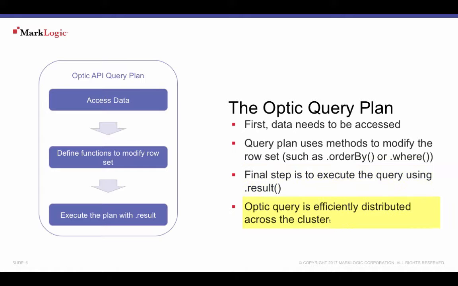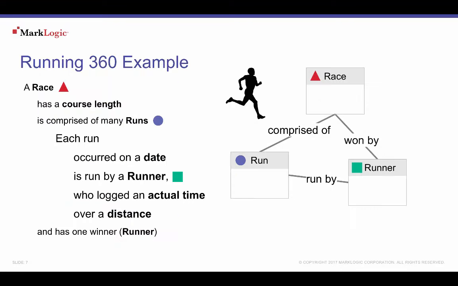The query is distributed across the MarkLogic cluster, pushing down to MarkLogic Data Manager nodes where possible for more efficient processing. Track events is an example scenario. Races have many runs. Each run occurs on a date, run by a runner. Each runner logs an actual time over the run distance. Races have one runner that is the winner.